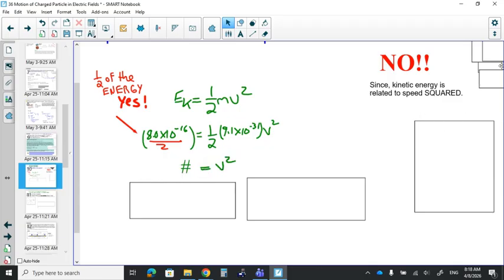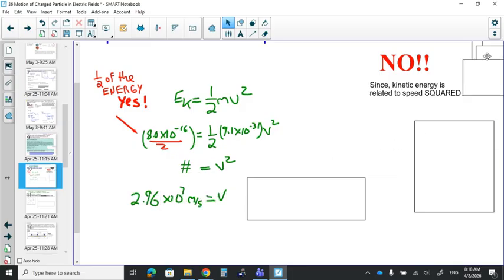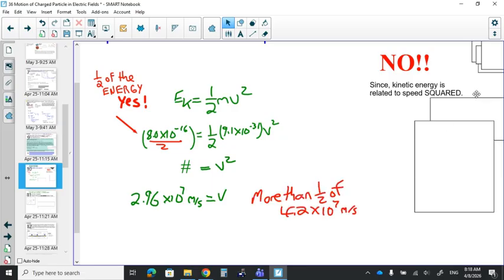Anyway, you just have v squared equals some number, right? And notice we're going to be taking the root of both sides, so there's going to be a root of 2 factor in there instead of a divide by 2. Okay, so that gives us 2.96 times 10 to the 7, which of course is more than half of the 4.2.